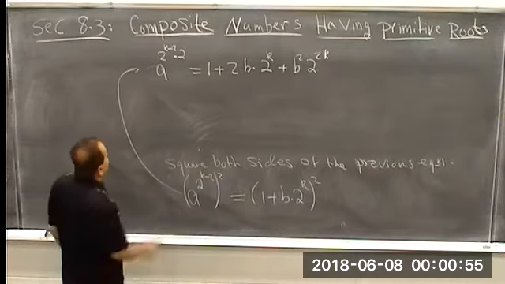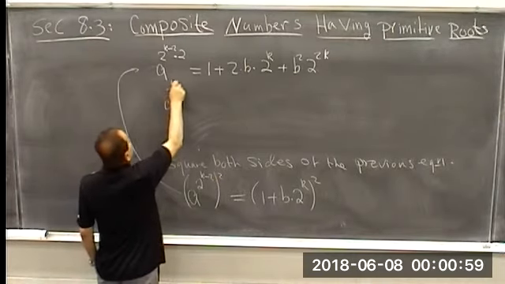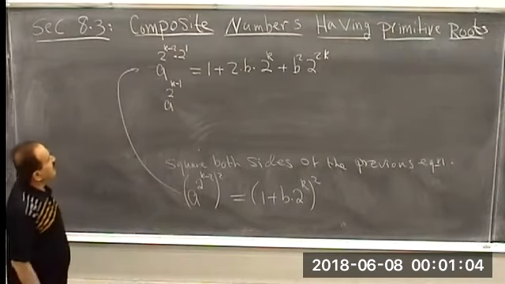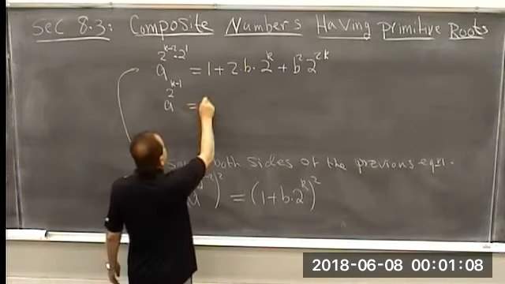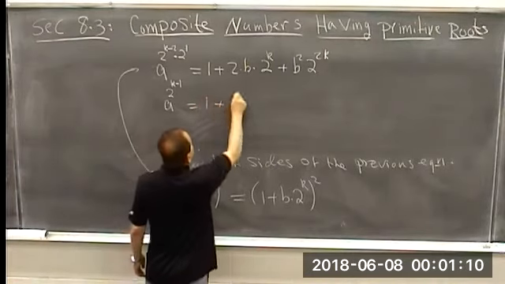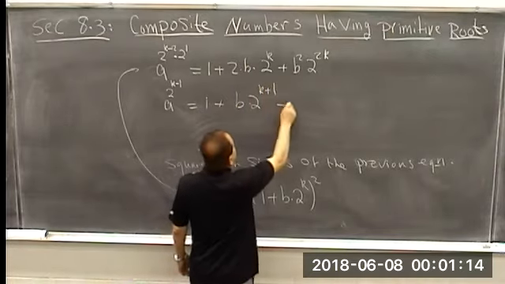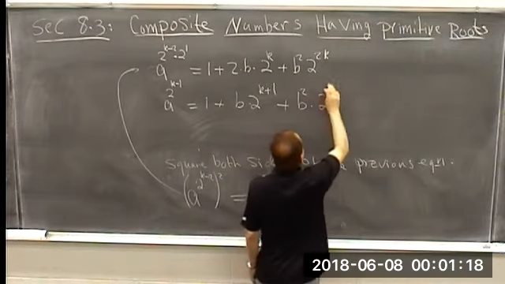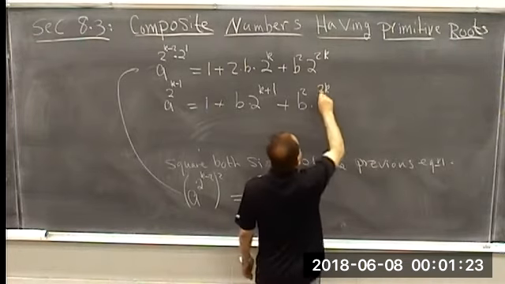So this side becomes a to the power 2 to the power k minus 1. We're just going to add the exponents. So we reduce that exponent by 1, increased by 1. And this is equal to 1 plus b times 2 to the k plus 1, and plus b squared. And this one is 2 to the 2k. All right.